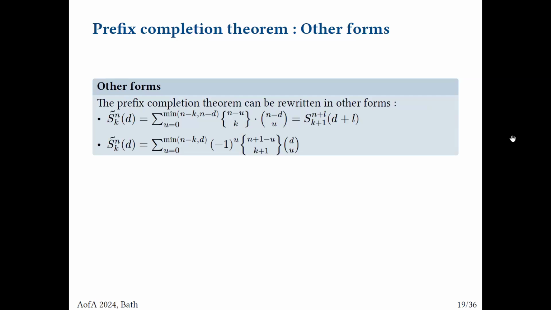So this formula has two other forms. You have a form of this formula which depends on fewer variables than the Stirling formula, and you have the binomial transform of the formula, which is defined like this. One important thing to remark about this formula is that it is a summation over a different number of terms: min of n minus k and d here, and min of n minus k and n minus d here. This will have an importance later.